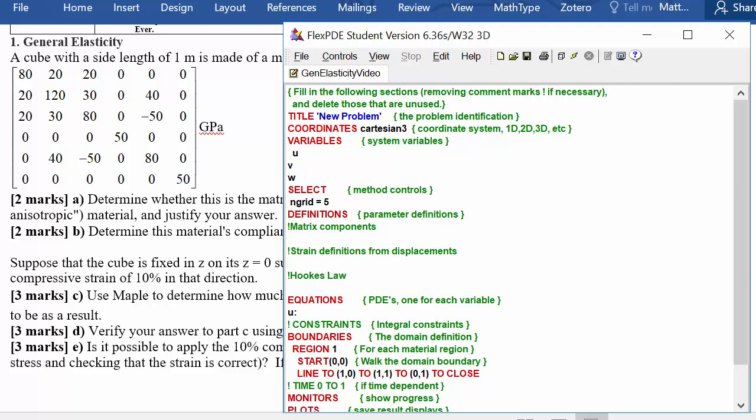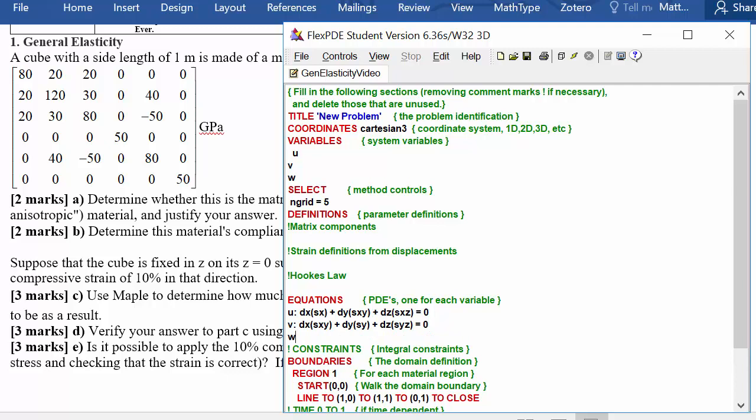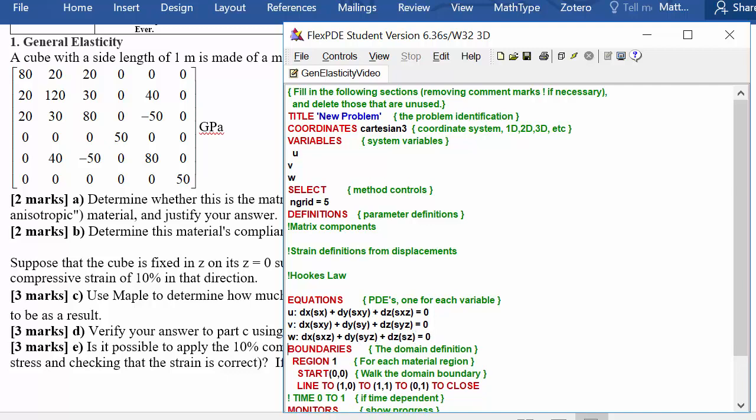So for u, we're going to have dx of the x stress plus dy of s xy plus dz of s xz is equal to 0. In v, dx of s xy plus dy of sy plus dz of s yz is equal to 0. And in w, dx of s xz plus dy of syz plus dz of sz is equal to 0. No constraints.